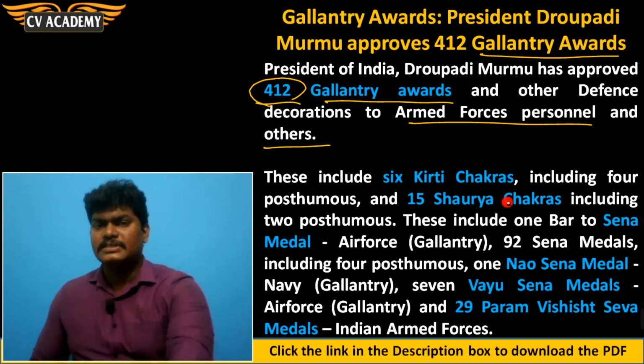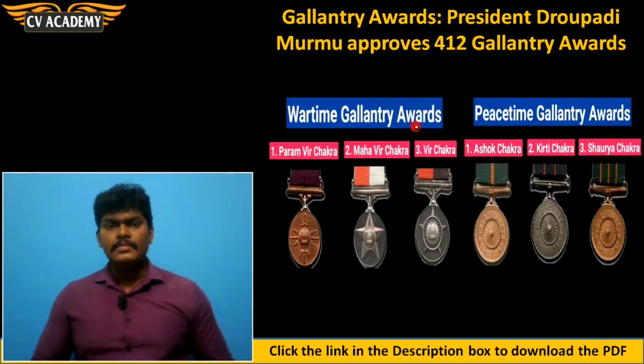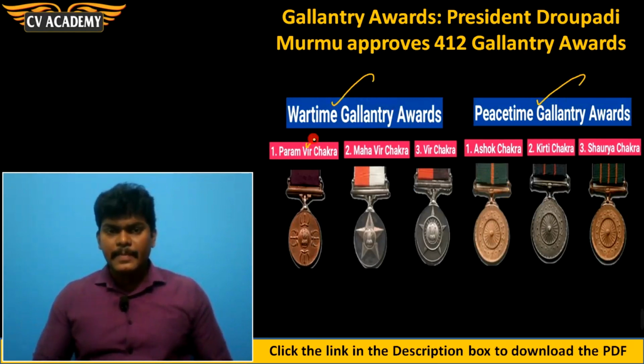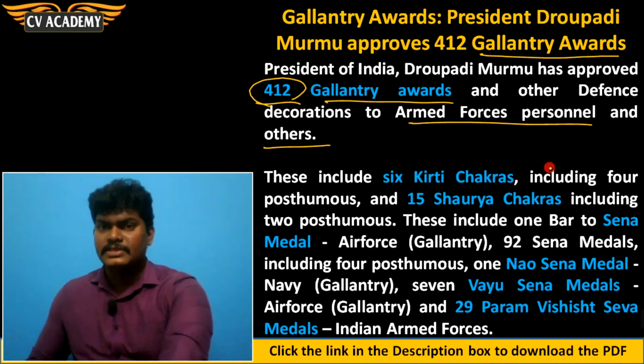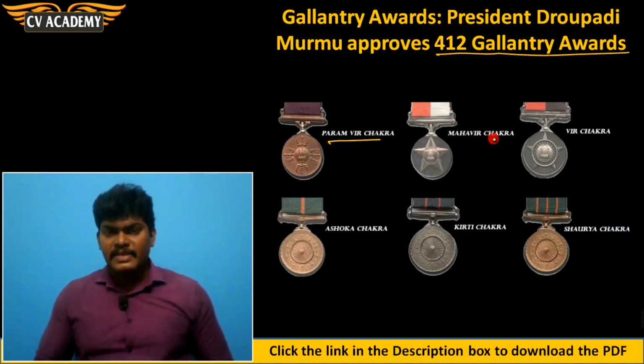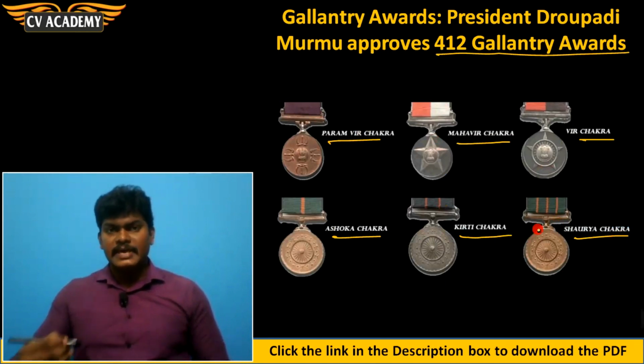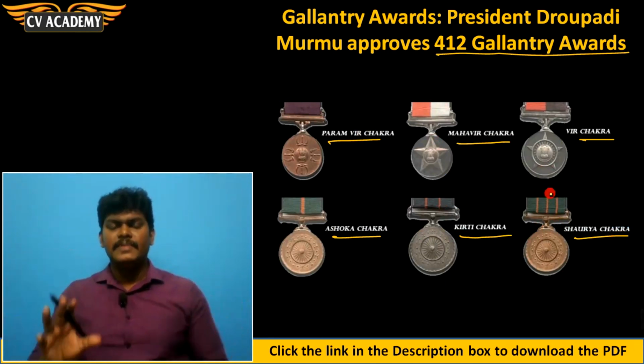Gallantry Awards are divided into 2 categories: Wartime Gallantry Award and Peacetime Gallantry Award. Wartime Gallantry Awards are the Paramveer Chakra Award, Mahavir Chakra Award, Veer Chakra Award. Peacetime Gallantry Awards are the Ashok Chakra Award, Kirti Chakra Award, Shaurya Chakra Award. This year also Gallantry Awards are given for 412 people. Paramveer Chakra, Mahavir Chakra, Veer Chakra, Ashok Chakra, Kirti Chakra, Shaurya Chakra Award is given this year also. So, totally these awards are grouped under the Gallantry category, that is the Gallantry Awards.